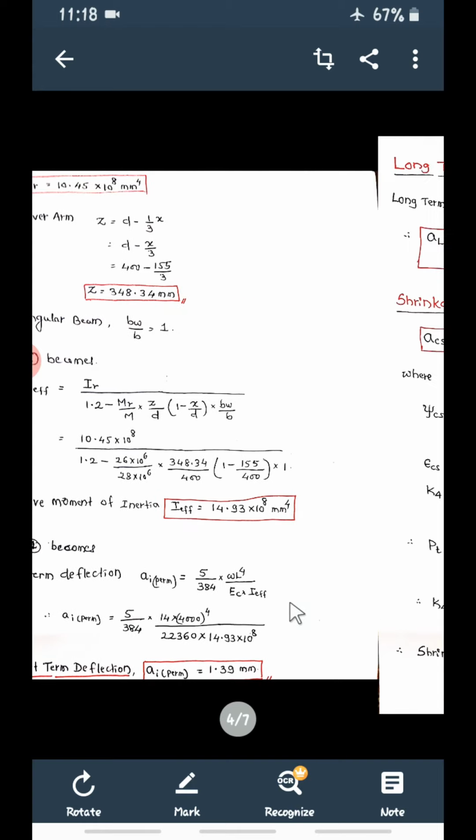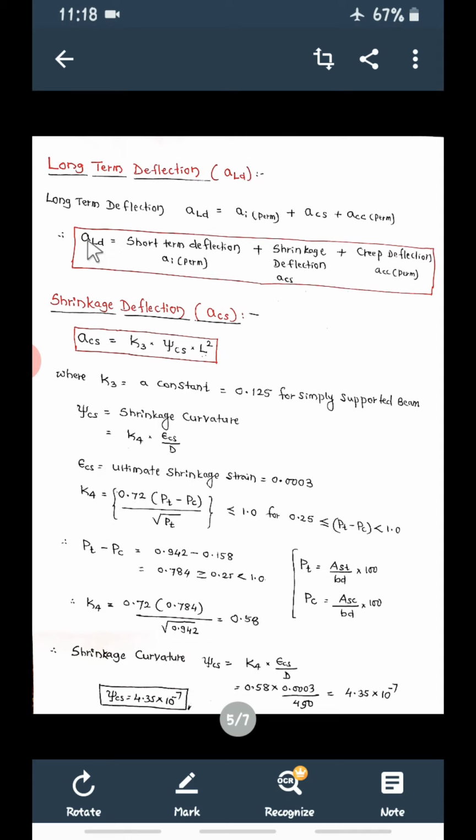So this is the first quantity. Next we'll calculate the long term deflection. Long term deflection is denoted as a_LD, where a indicates deflection and LD long term deflection. So this is the formula: a_LD is equal to a_i permanent plus a_cs plus a_cc permanent. Try to understand what these terms are now.